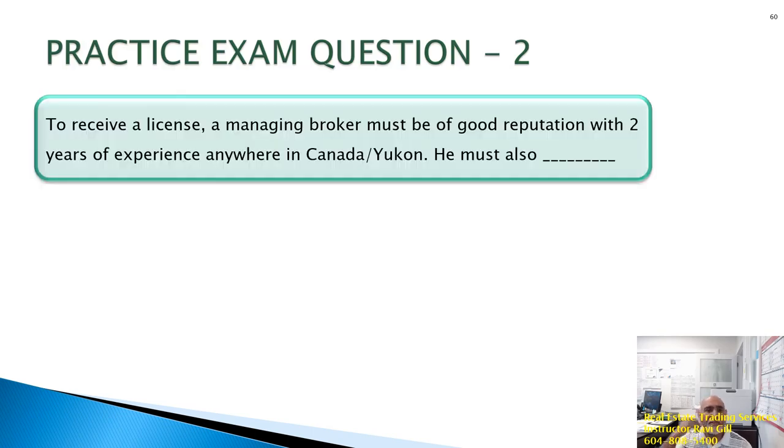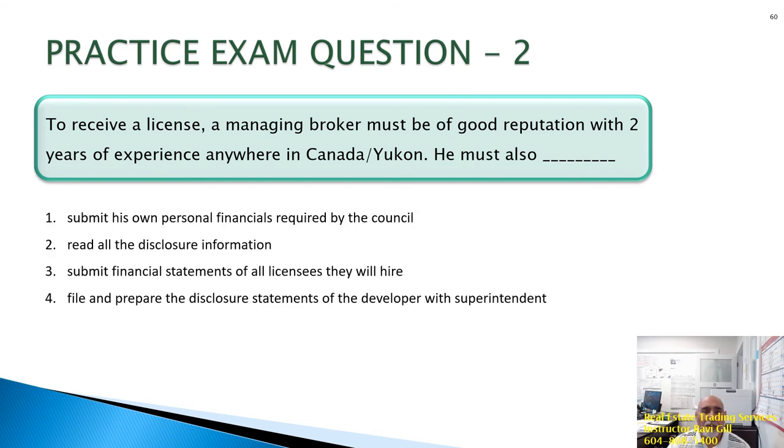Okay, to receive a license, a managing broker must be of good reputation with 2 years of experience anywhere in Canada, Yukon, and he must also submit his own personal financials required by the council. Read all the disclosure information. Well, this has nothing to do with license. This is disclosure, probably more to do with development or any other disclosure. Nothing to do with his license. He doesn't have to read any material disclosure information to get his license.